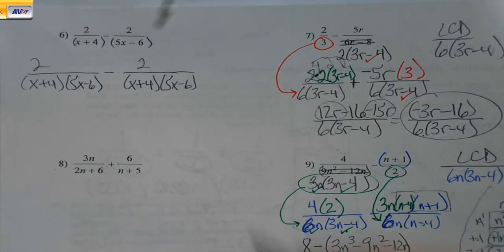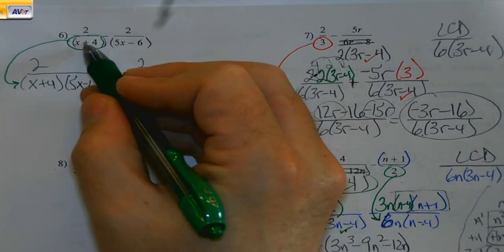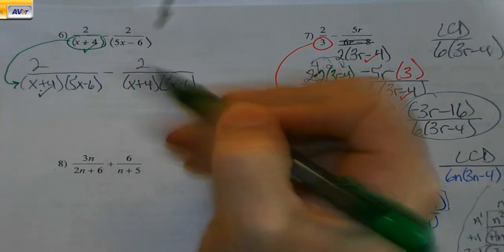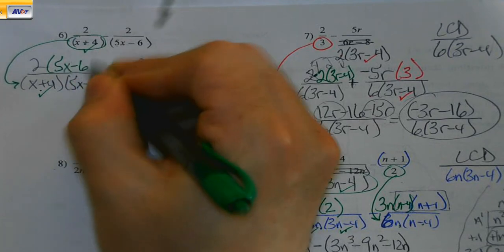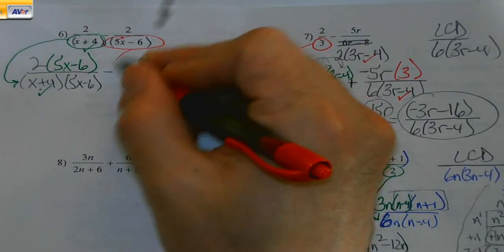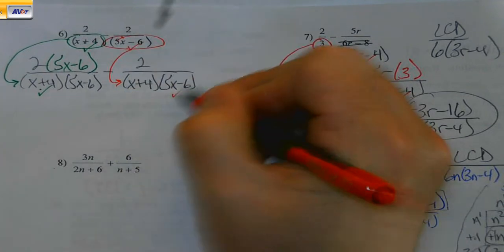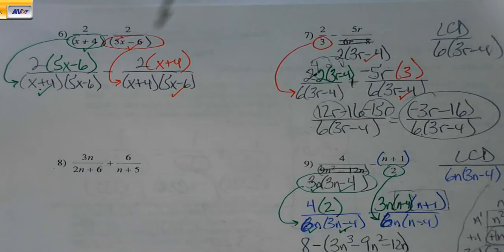And again, we could do the side work thing if we needed to, but let's really look at this for a minute. If I'm comparing this to this, I've got the x plus 4 already. I do not have the 5x minus 6. Got the 5x minus 6. I don't have the 2x plus 4.